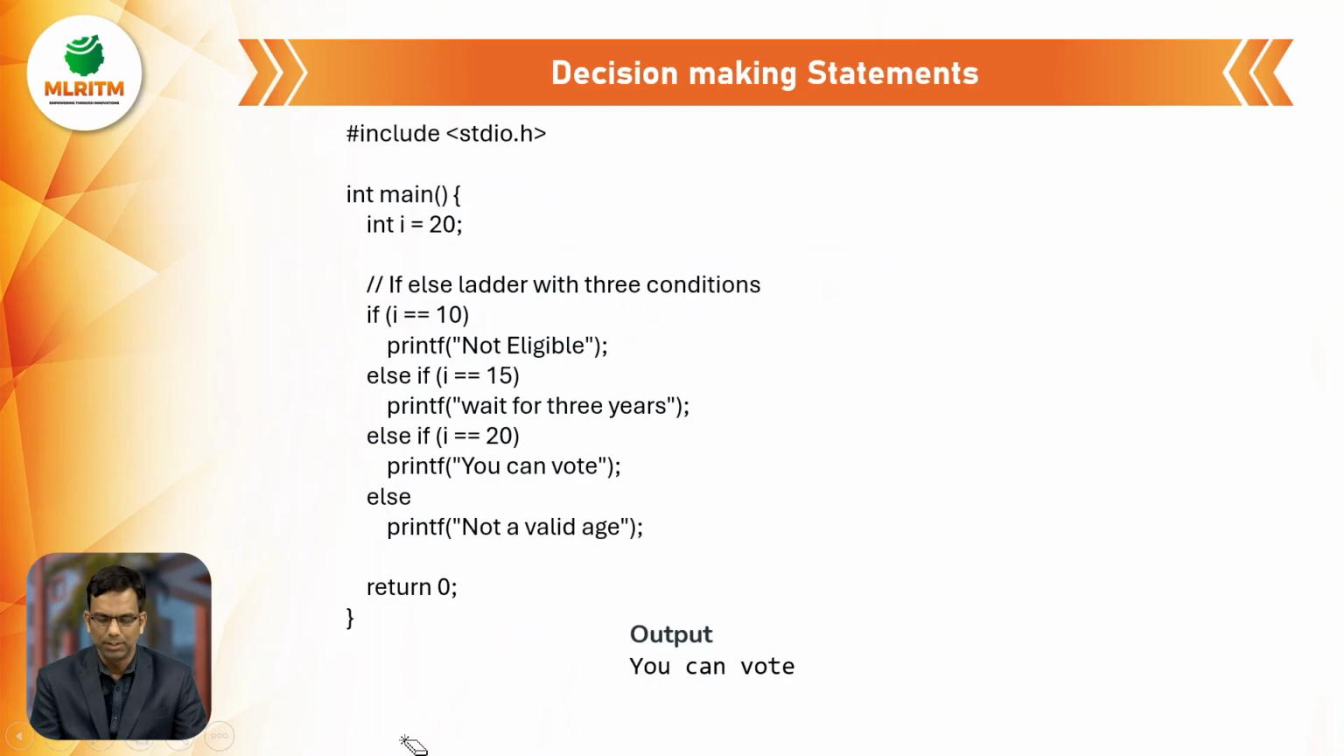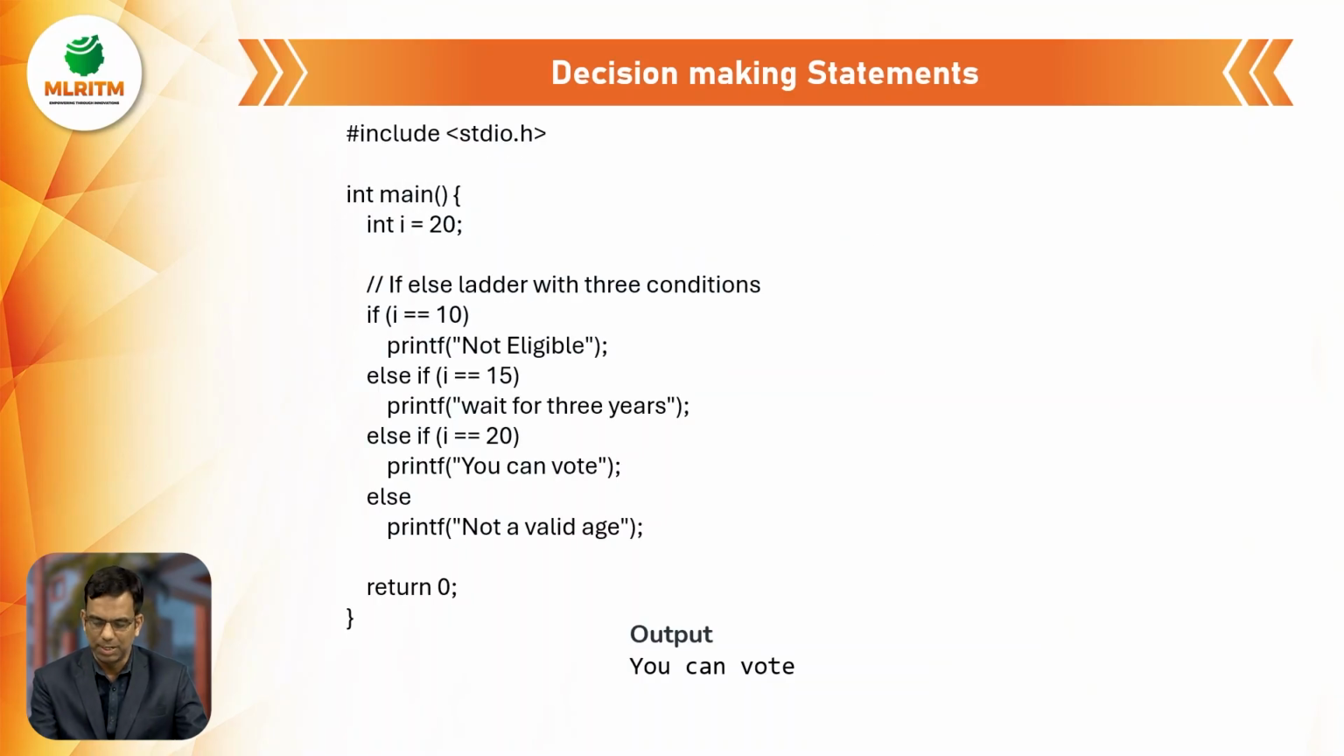See the example. Here I gave integer I is equal to 20. If I is equal to 10, print not eligible, else if I is equal to 15, wait for 3 years, else if I is equal to 20, you can vote, else not a valid age. Depending on the inputted value, it is going to be executed.